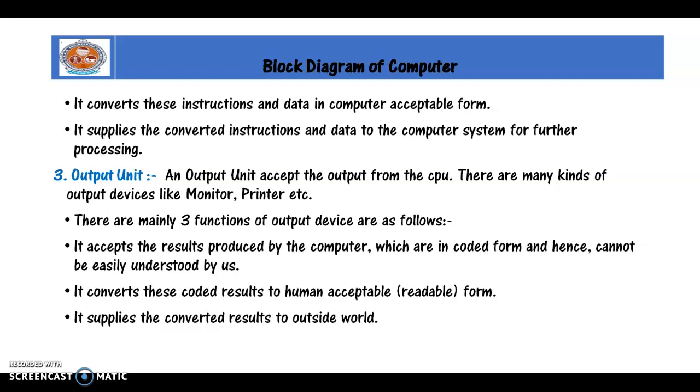Then what is done in your output unit? The most commonly known output units are your monitor and printer. We have many other output units, like sound devices and many more. So we will observe the main functionality of the output unit. Whatever the result is after processing information, what will the computer give? A result, and the result is in the form of zeros and ones, which is not understandable by us.